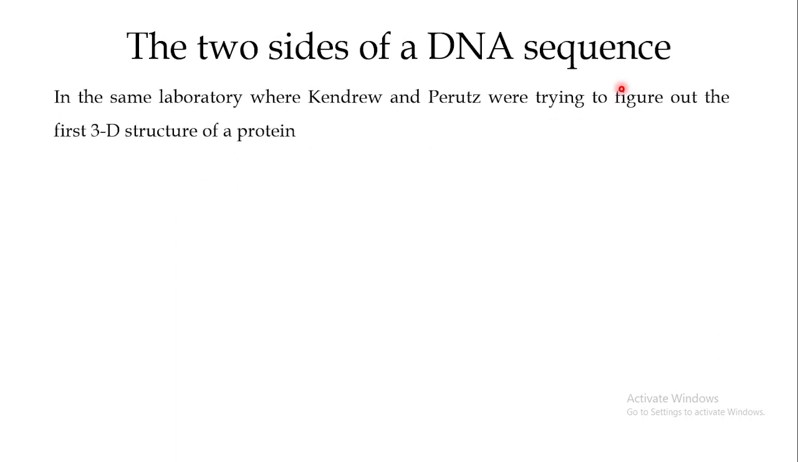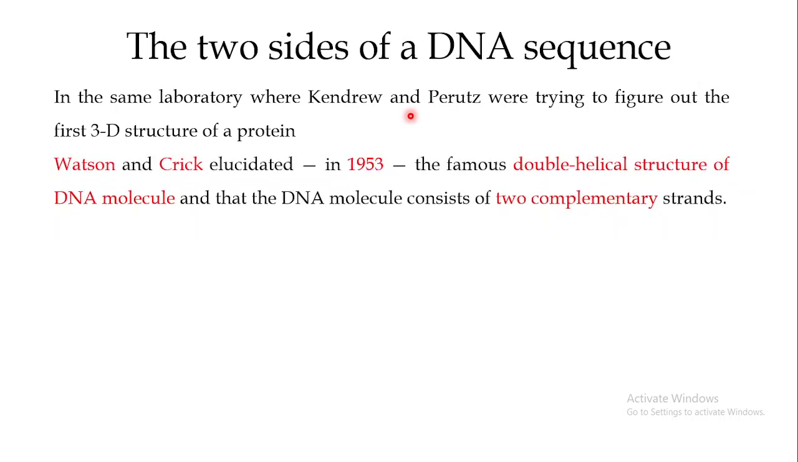Now, I was telling you the history as well, how the subject of bioinformatics started. So, in the same laboratory where Kendrew and Perutz were trying to figure out the first 3D structures of a protein, as I've told you that the story of bioinformatics started with proteins, in the same lab, Watson and Crick in 1953 elucidated the famous double helical structure of the DNA molecule. And they told us that the DNA molecule consists of two complementary strands.